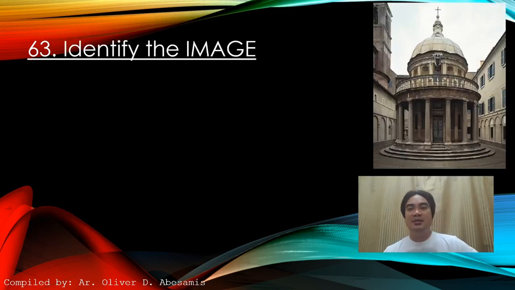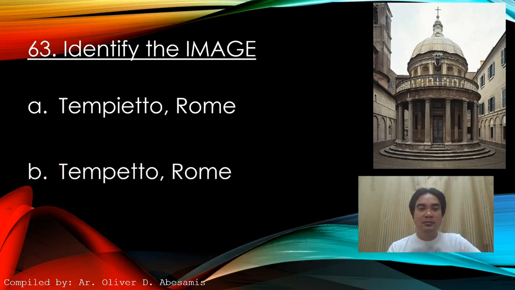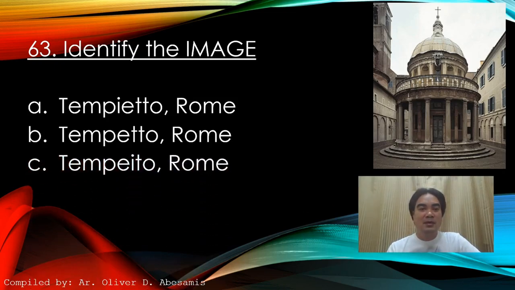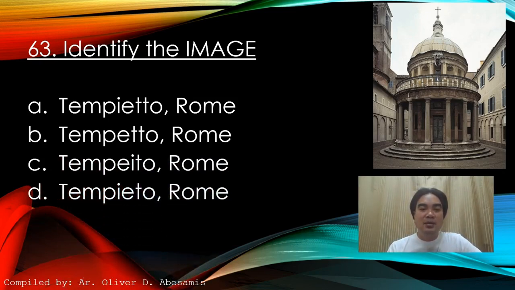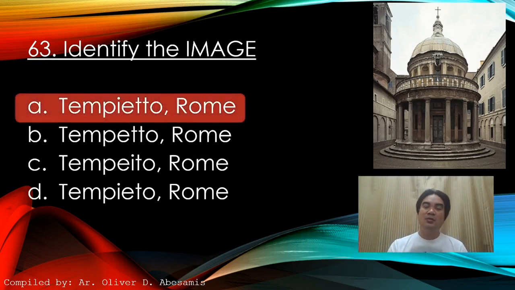63. Identify the image. Please see the image, guys. A. Tempietto, Rome. B. Tempietto, Rome. C. Tempietto, Rome. D. Tempietto, Rome. Answer? A. Tempietto, Rome.